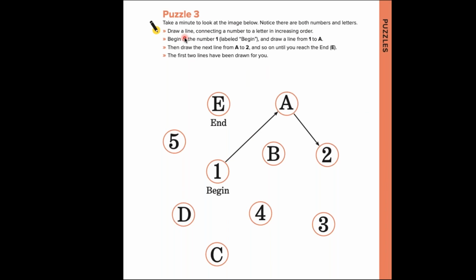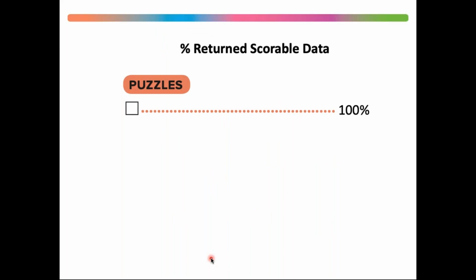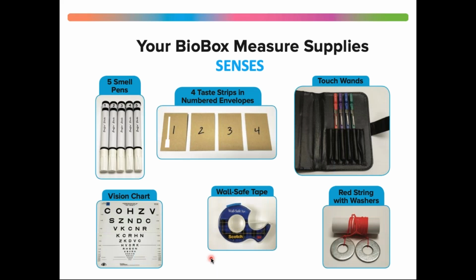So here's an example of one of the paper and pencil tests. What you do is you start at 1. This is an example that's printed. You go to A. This is a trails test. Then you go to 2. Then the correct answer would be you go to B. Then you go to 3. Then you go to C. And you just draw out the pathway until they reach the end. So of the 3 puzzles that required paper and pencil, 100% of them returned scoreable data in our field test using the BioBox.